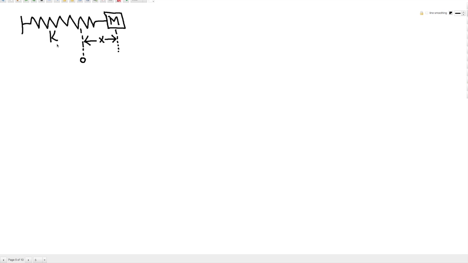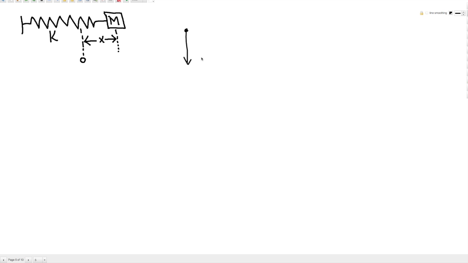With the simple horizontal system with a single spring attached to a block m, what I've done is I've stretched the spring a distance x away from its equilibrium position. And what I want to do now is simply draw a free body diagram of the forces acting on the object when it's in this position. Okay? So let's start by labeling all the forces acting on the block.